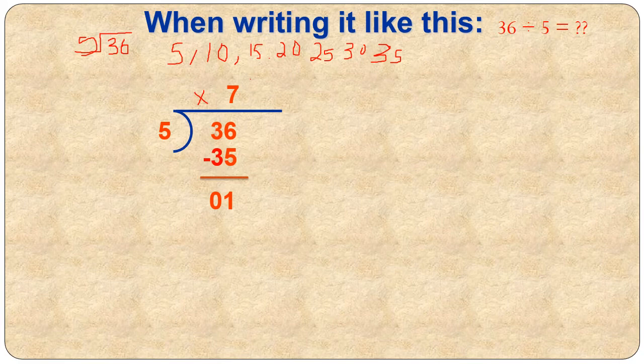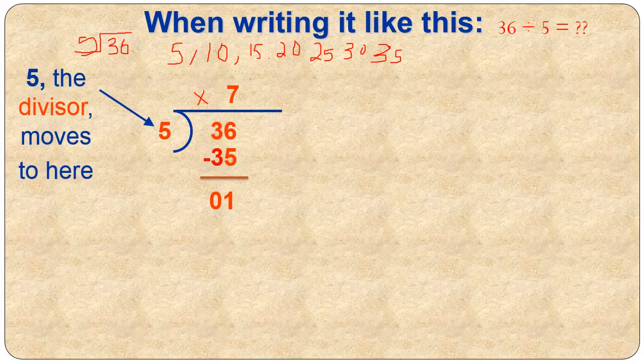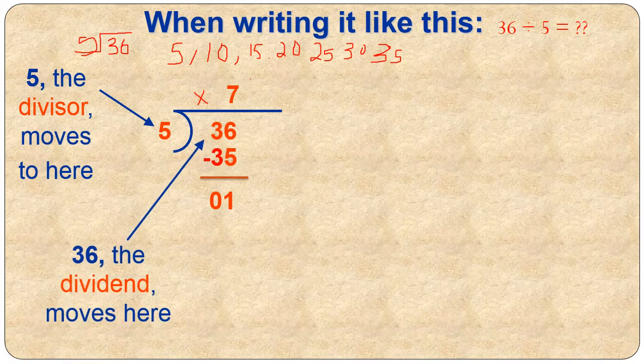Clear? Okay. Now what will happen? I put the divisor here and the dividend here. So 5 is the divisor, and 36 is the dividend. This is the dividend and this is the divisor. So the dividend is the number of things that I want to divide, and the divisor is the number of people or things that I want to give what I divided.